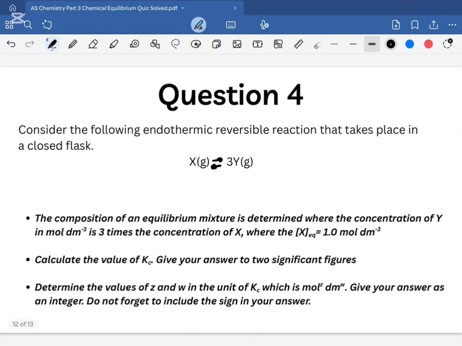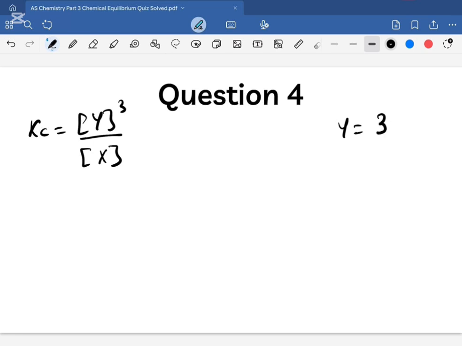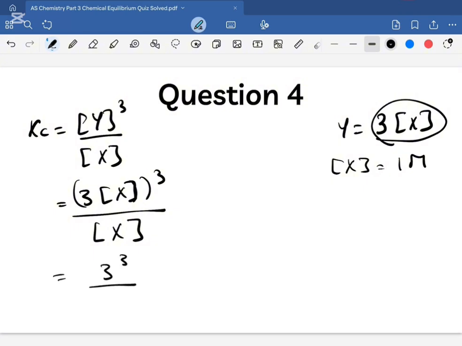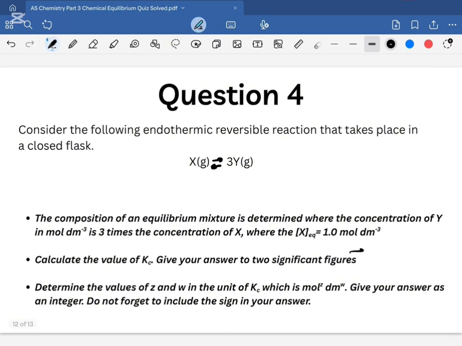Now, to find the value of Kc, we know that Y is equal to 3 times the concentration of X. So if I substitute Y by this, which is 3X, and I raise it to the power of 3, and here I'm going to put also X. Now we know that X at equilibrium is equal to 1 M, therefore it's going to be 3 to the power of 3 over 1, so it's going to be equal to 27. Therefore, Kc is going to be equal to 27, and these are going to be two significant figures.